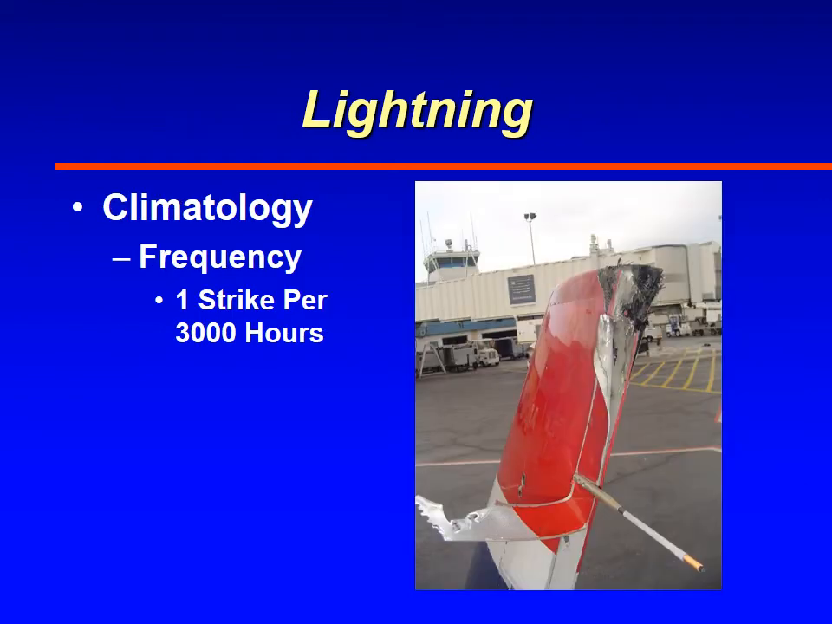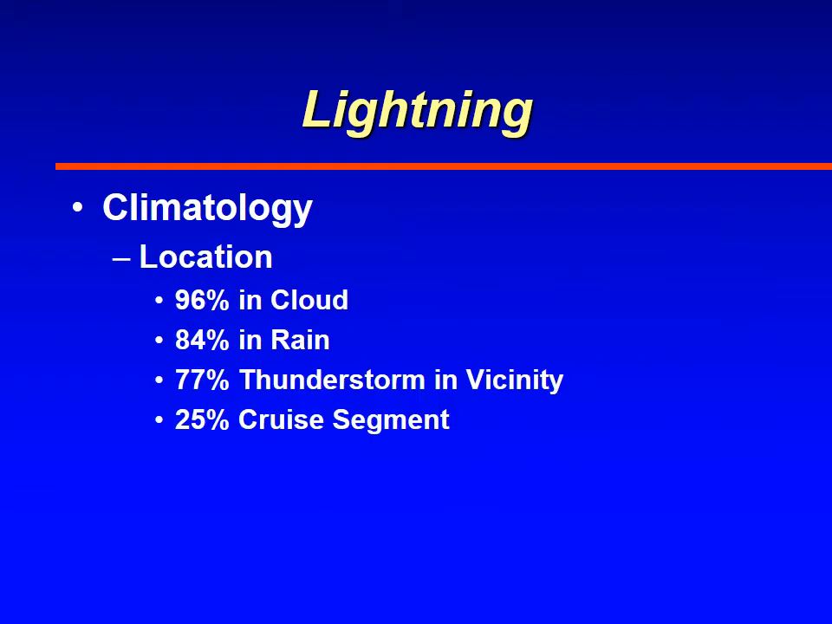So as far as where airplanes get struck and how often, a little bit of climatology, it's frequent actually. Aircraft typically get struck once every 3,000 hours, and an airplane typically flies 3,000 hours a year. So most aircraft are getting struck once a year. And the locations where they get struck typically occurs, of course, in cloud and in rain, and usually around thunderstorms, but not always during cruise. Most times it's during takeoffs and landings, and climbouts, actually.